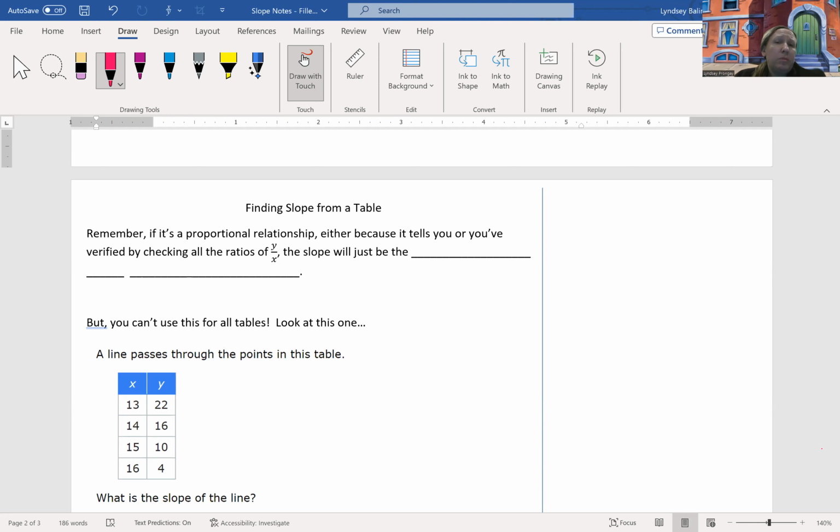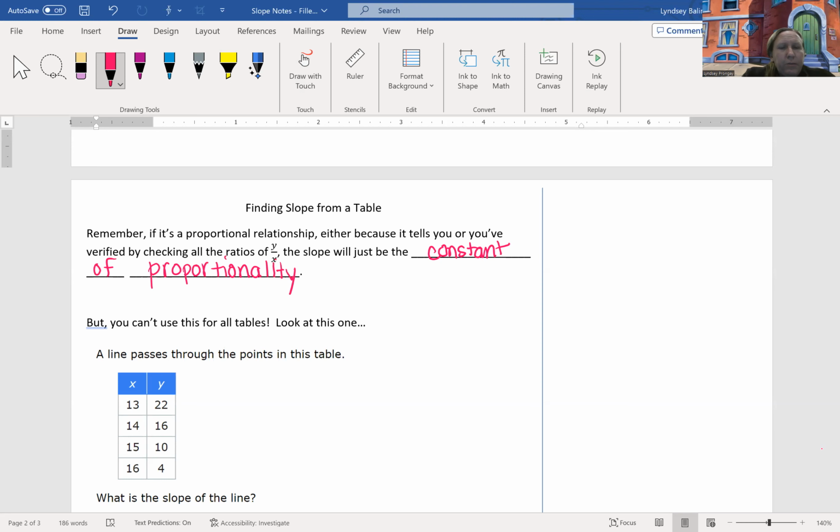And if it's a proportional relationship, either because it tells you, hey, this is proportional, or you've gone through and checked all those ratios, y over x, and they're all the same, then the slope is just going to be the same thing as the constant of proportionality. But we can't just jump into all tables assuming that we can do y over x and call it a day, because not everything is proportional.